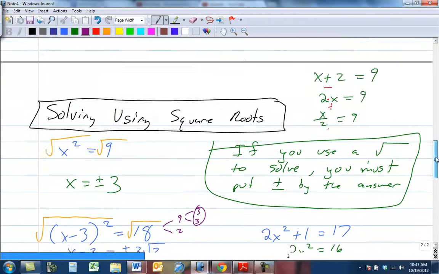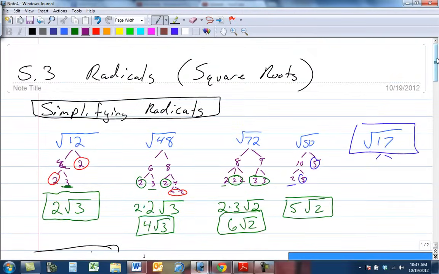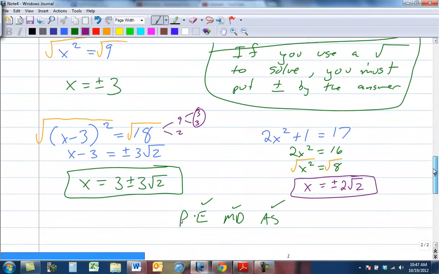So, simplifying radicals. You should be able to simplify and solve using radicals.